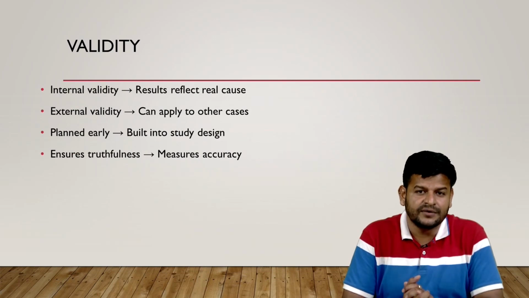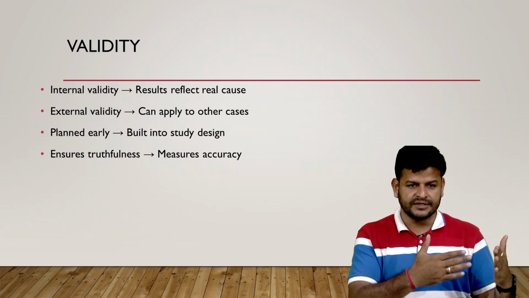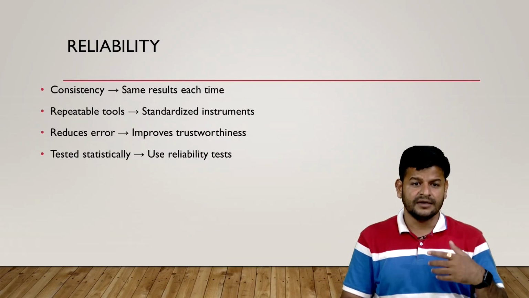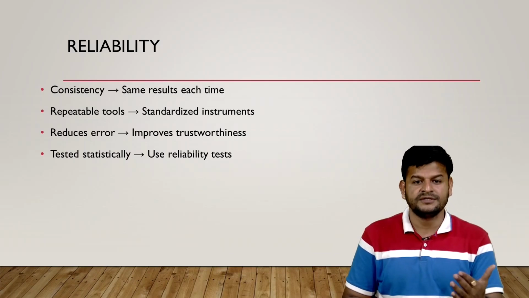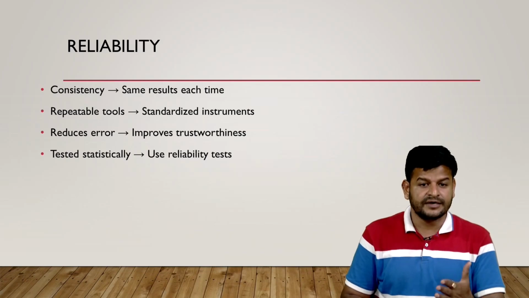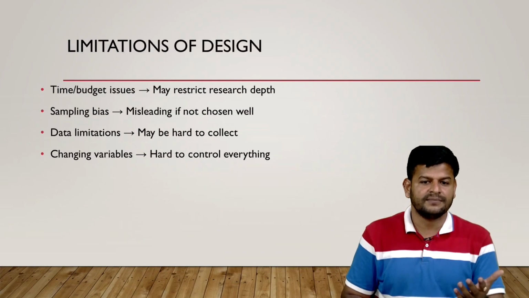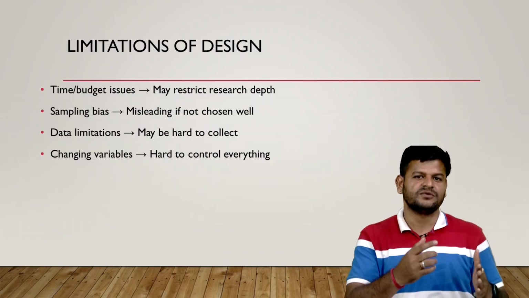What about validity, particularly for the data? There is internal validity and external validity. Plan early, so build it into the existing design, and it measures accuracy. How? Internal validity means the result reflects the real cause, and external validity means it can apply to another case too. Reliability: consistency, the same results each time, repeatable tools, standardized instruments, which reduce errors and improve trustworthiness, and it is tested statistically using a reliability test. Now, these are all beautiful images and pictures of research design.